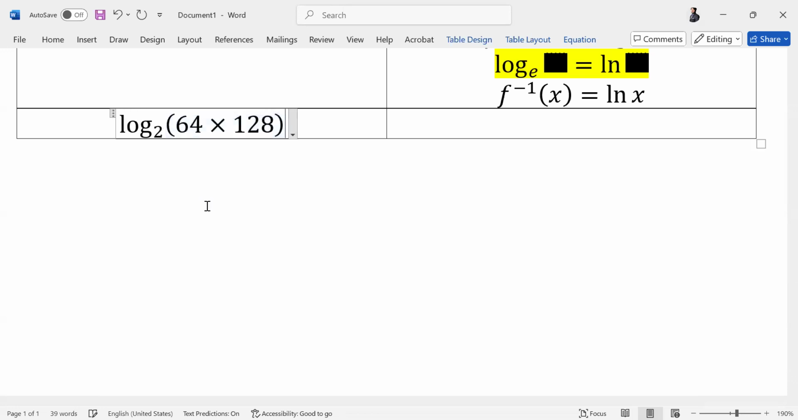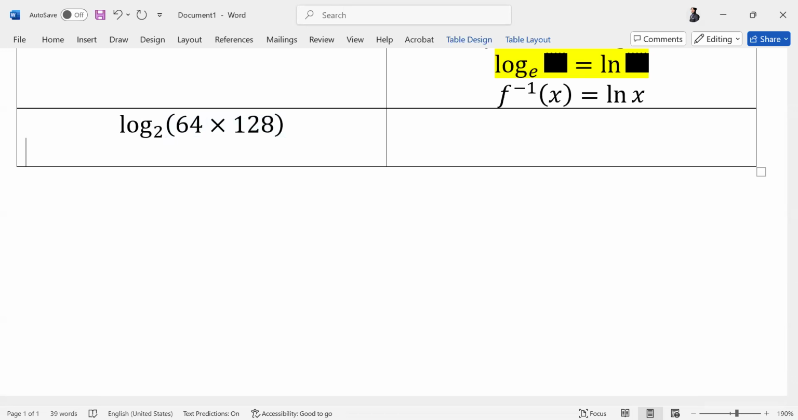This, without using your calculators, can you solve it and tell me the value that you get finally using simple indices? There are two inputs and they are multiplying.